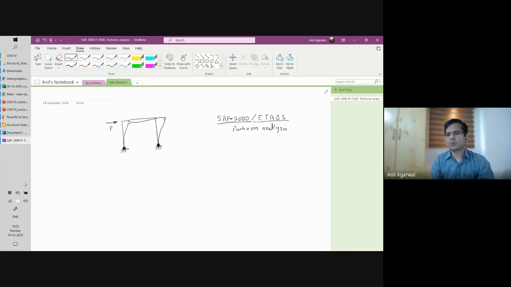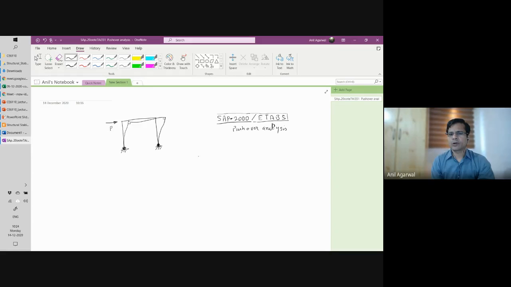So ETABS is a more commercially used software for real structures, and SAP 2000 is more scientific. Okay. So if you want to test an idea or concept, you would rather use SAP 2000. It is more bare bone. It does not have too many features available for designing various kinds of structural elements, but it is more robust also. Okay. I have more experience with SAP 2000, but if you have been a design engineer, then you would be more familiar with ETABS. They are from the same company.